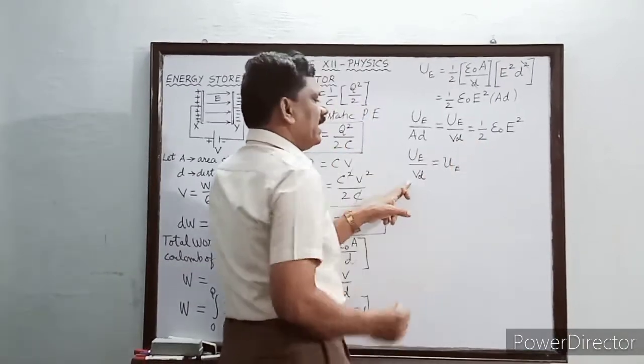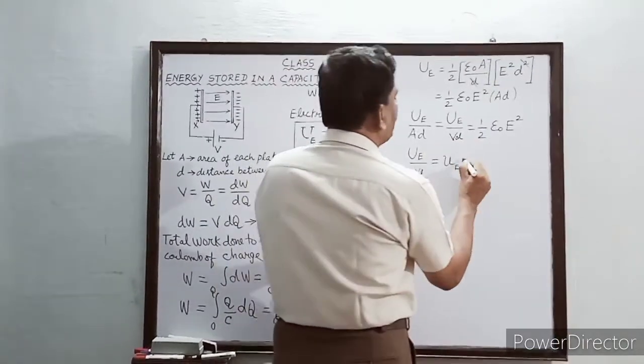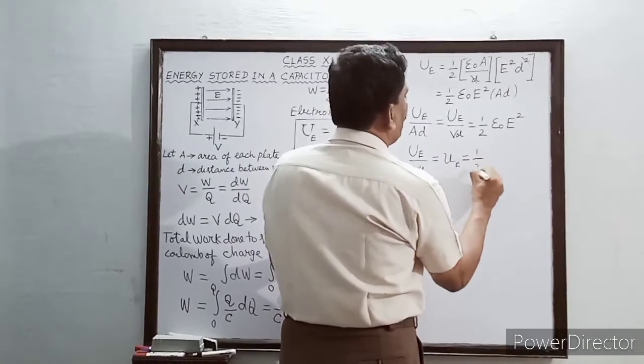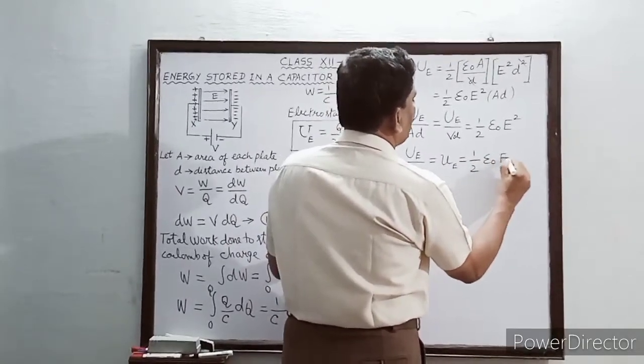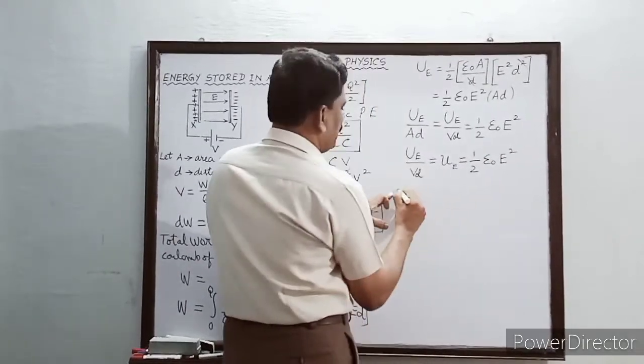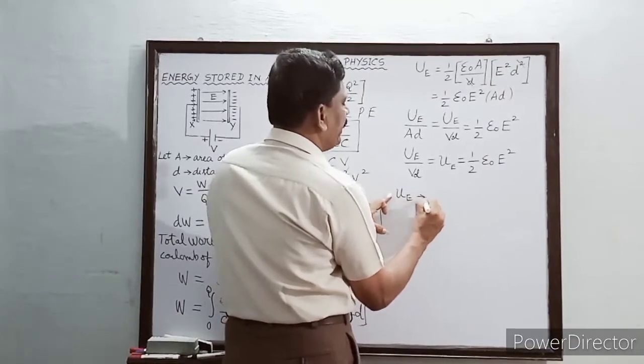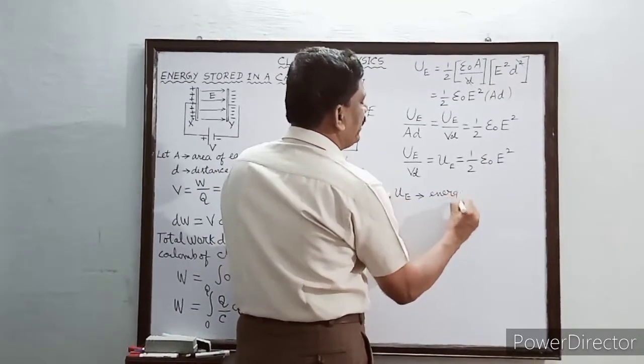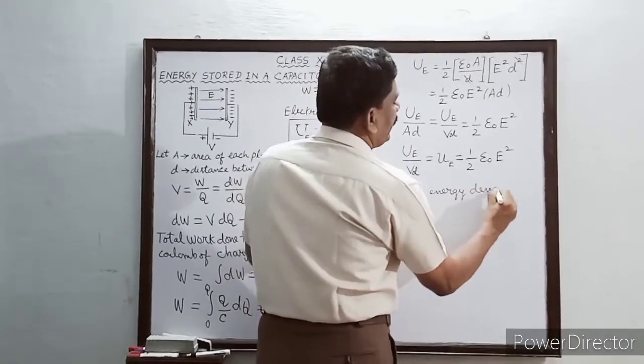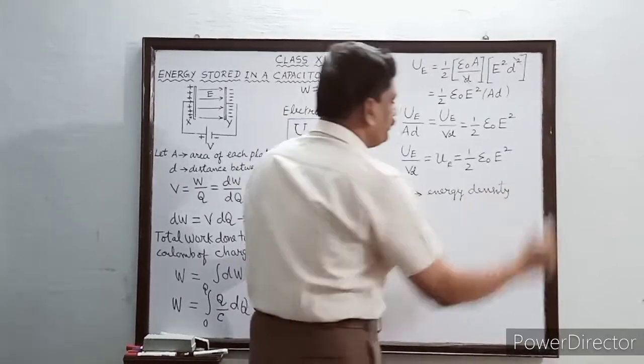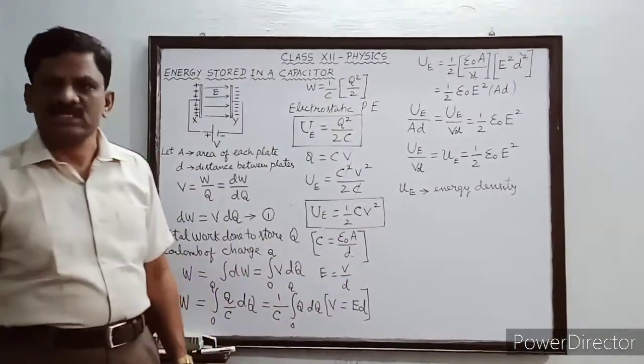Okay, and this is denoted by the symbol UE, and this is now equal to what? Half into epsilon naught into E square. And this UE is also called energy density. Okay, energy density. So have you all understood, students?